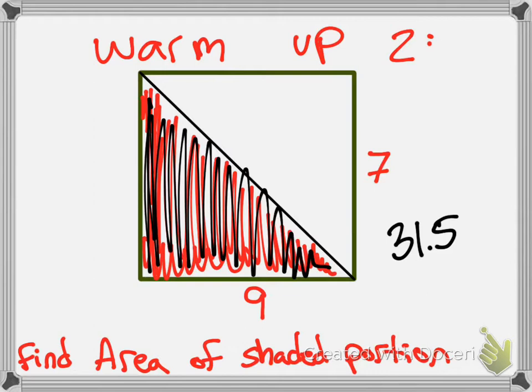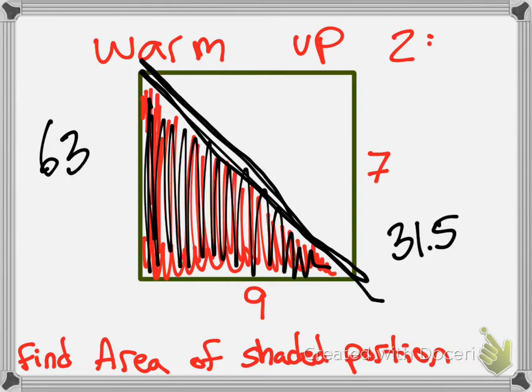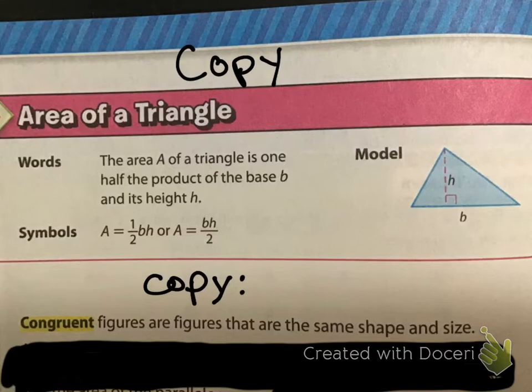Because what we did is we cut that 63 in half, and so we're left with the other half. We cut 63 in half, and we get 31.5. Now, the area of a triangle is 1/2 of the product of the base and its height. So exactly what Romario did, exactly what a lot of you guys did. It's base times height, but then we divide it into two parts.